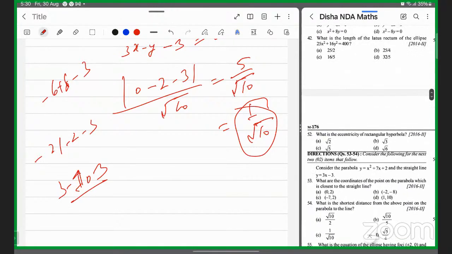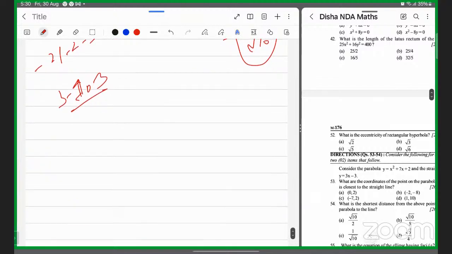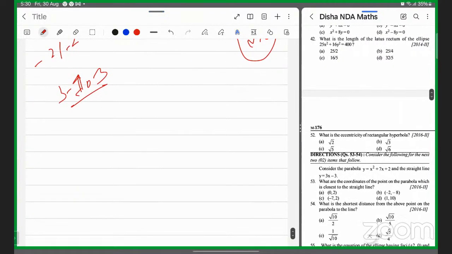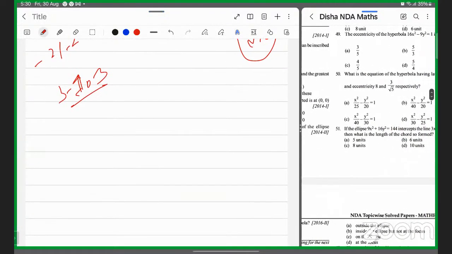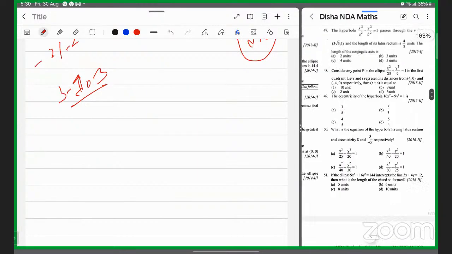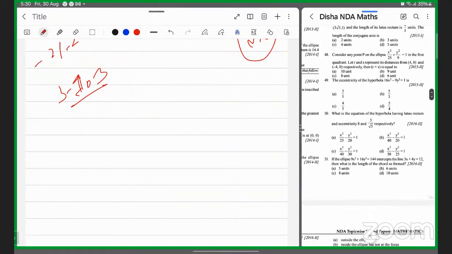Now solve 52. Hurry up. The eccentricity of the rectangular parabola is root 2, no problem. Solve 51. Hurry up. Everyone. Solve it.